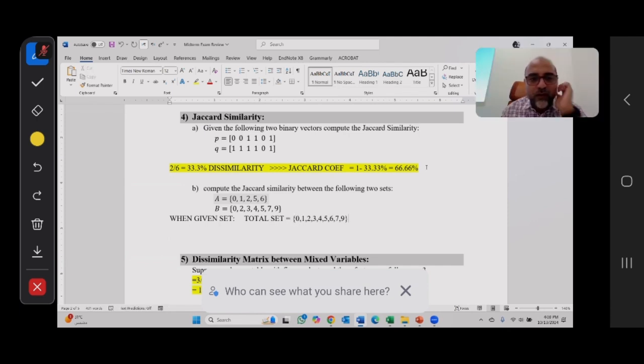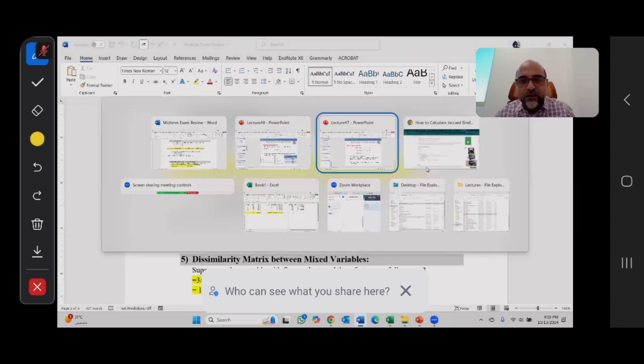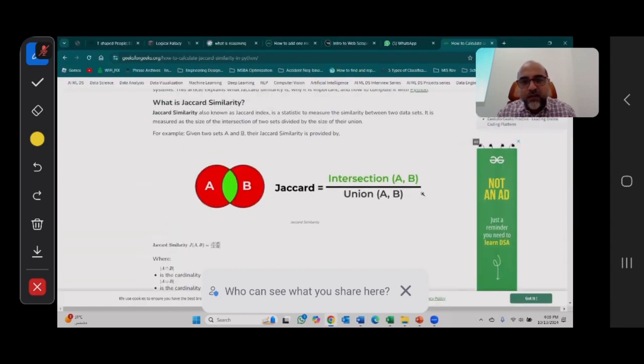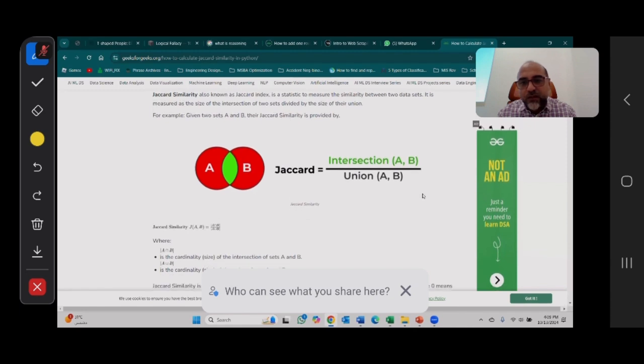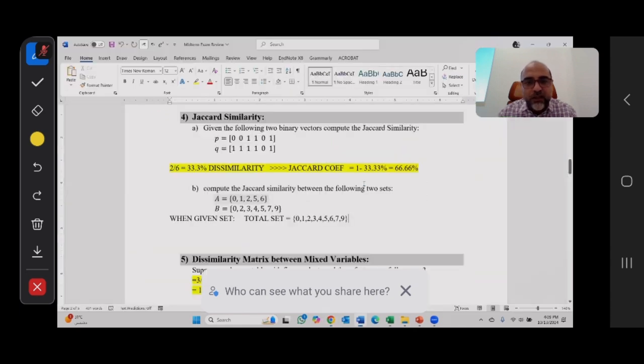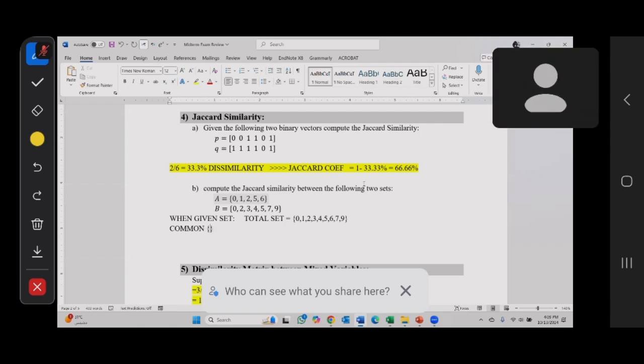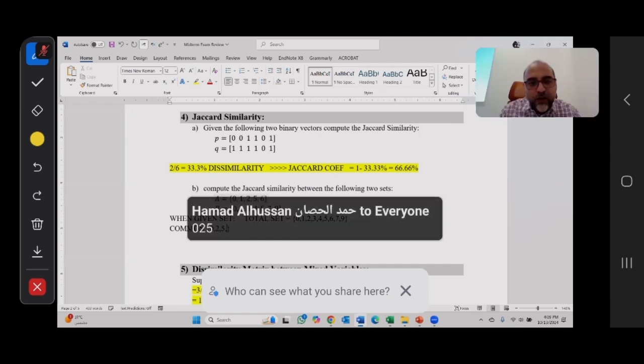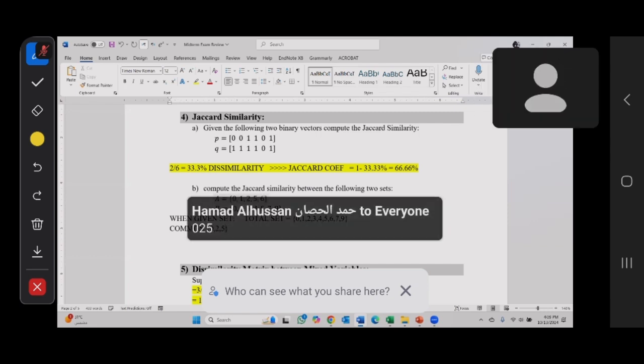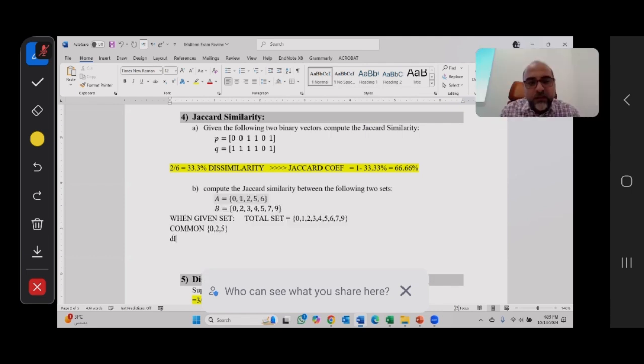I'm going to show you here on a website where it says intersection of A and B over union of A and B, right? So intersection means what was common. So what is common? What is the common set between them? 0 is in both, 2 is in both, 5 is in both. Yes, that's it.